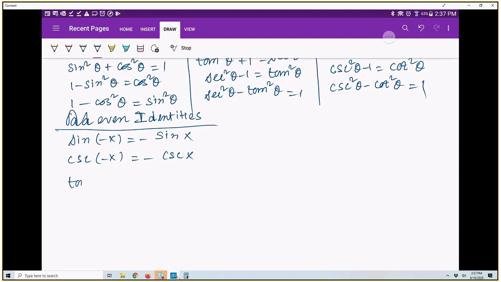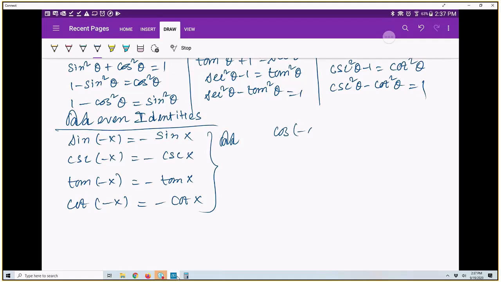Tangent of negative x equal to negative tangent x. Cotangent of negative x is equal to negative cotangent x. And all 4 of them are called odd identities. The even identities are cosine and secant. So cosine of negative x is cosine x. Secant of negative x is equal to secant x. And these are called the even identities.